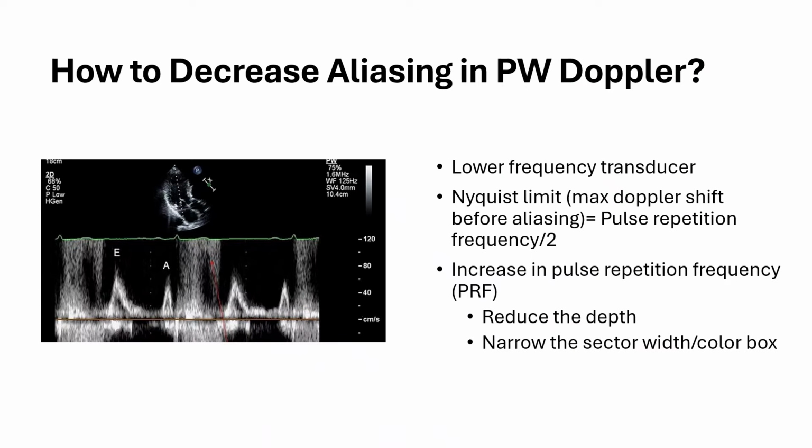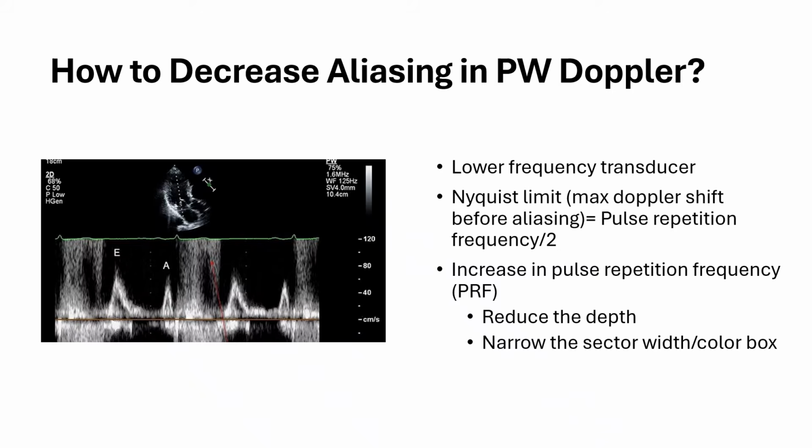So how can we decrease the aliasing phenomenon in pulse wave Doppler? First, one can use a lower frequency transducer. It is important to remember that the Nyquist limit, which is the maximal Doppler shift we can measure before aliasing occurs, equals the pulse repetition frequency of the ultrasound machine divided by 2.